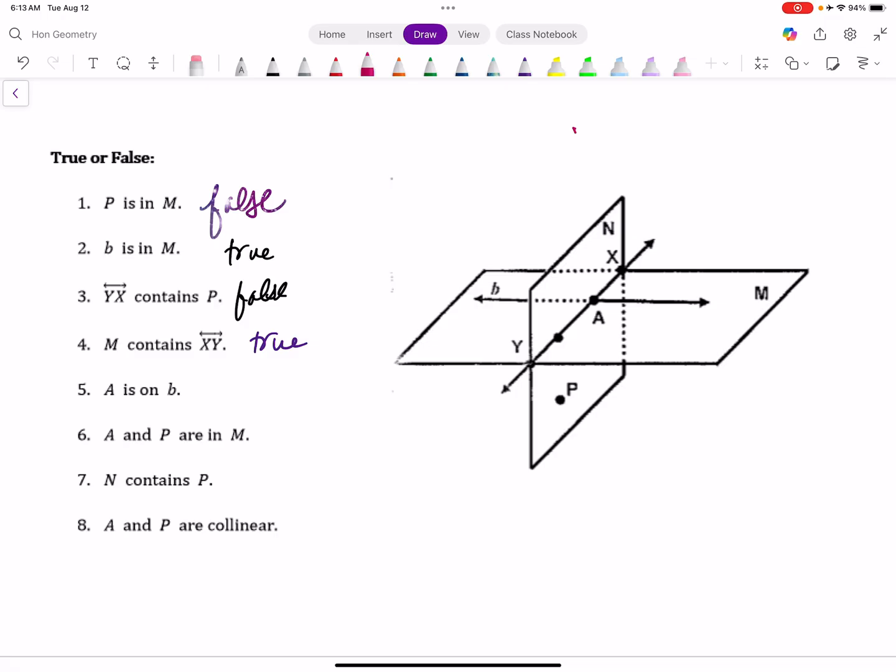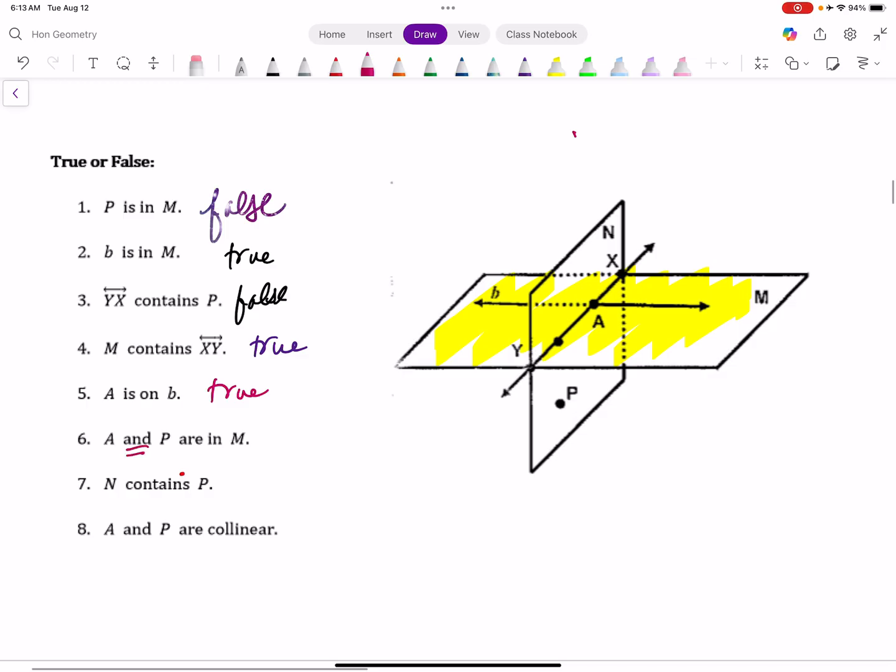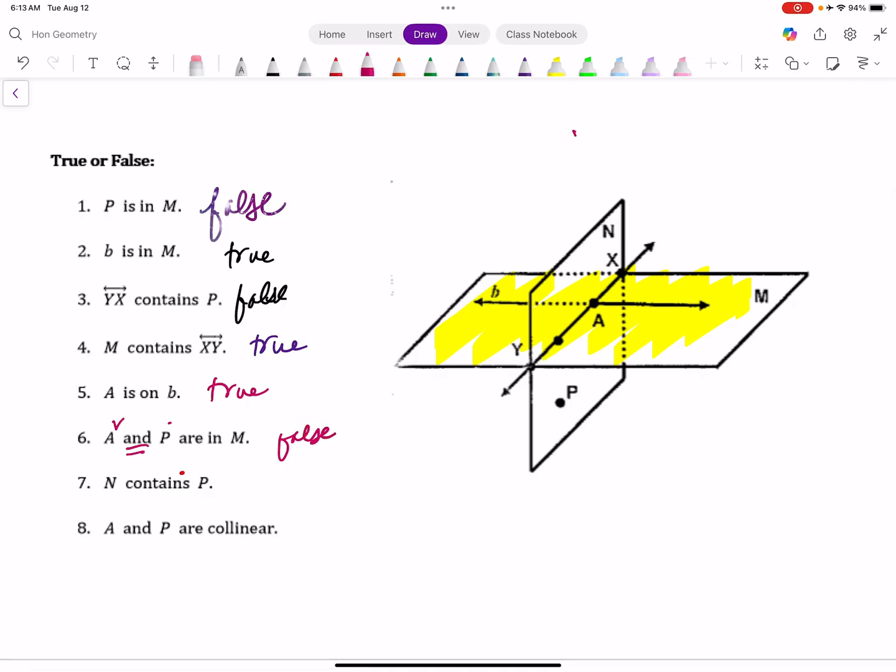Okay. A is on B, so point A is on line B. True. All right. A and P are in M. M is the plane, so we're looking at this plane. A is a point that is in plane M. P, though, is not. So because it said the word and, we got to say it's false. If it had been an or, it would have been true.